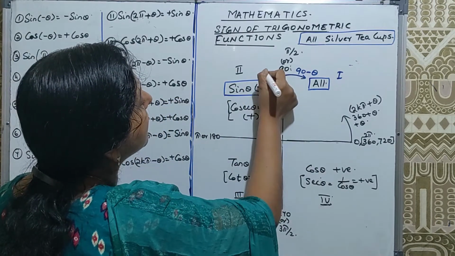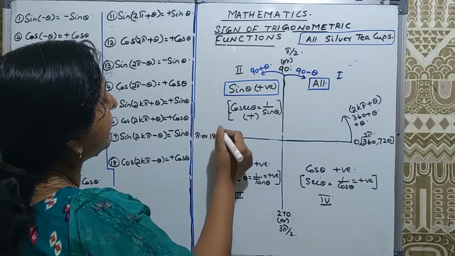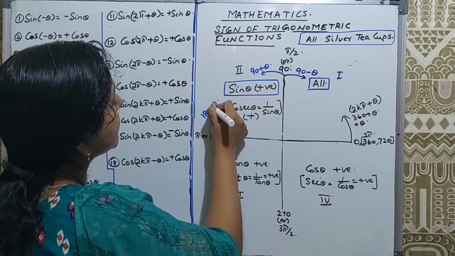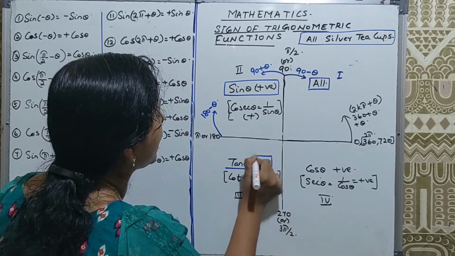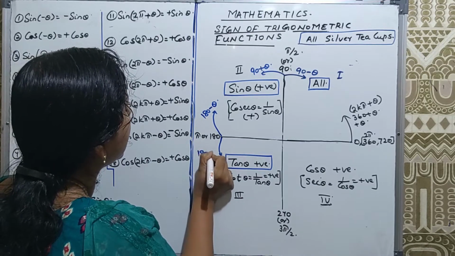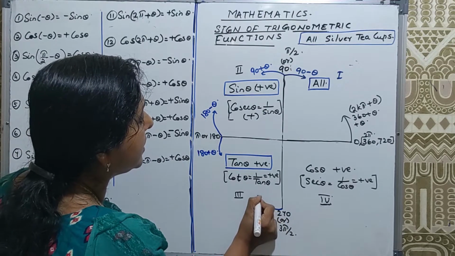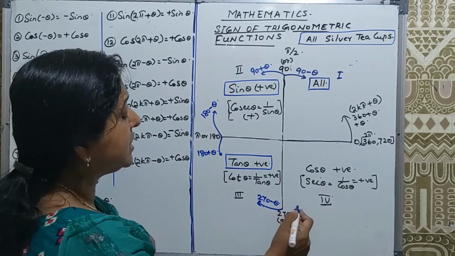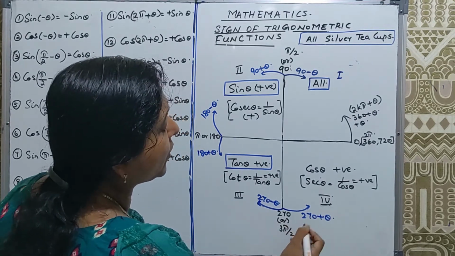Now 90 plus theta belongs to quadrant 2. And here all the 180 minus theta also belongs to quadrant 2. And next on tan theta will be positive in the third quadrant. So here all the 180 plus theta belongs to quadrant 3, or all the 270 minus theta also belongs to quadrant 3. And again next on 270 plus theta belongs to quadrant 4.